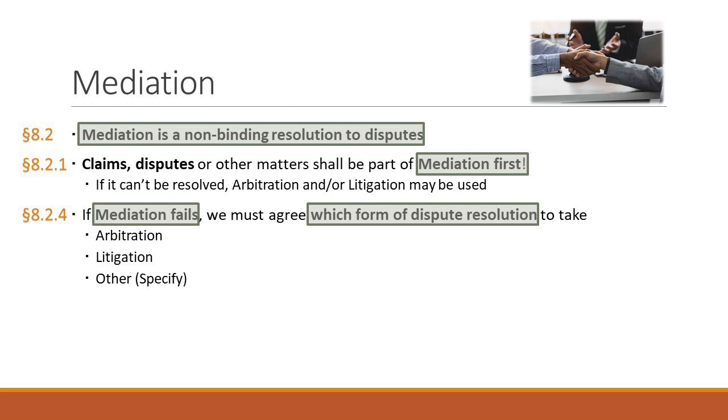8.2.4 says if the parties do not resolve the dispute through mediation, then they shall go to binding dispute resolution as one of the following. And when you fill out this contract, you have to check the box. It's either arbitration, litigation, or others. Sometimes they have things called MED-ARB or ARB-MED. There are these specialty types of special masters or otherwise. Traditionally, it's going to be arbitration or litigation.